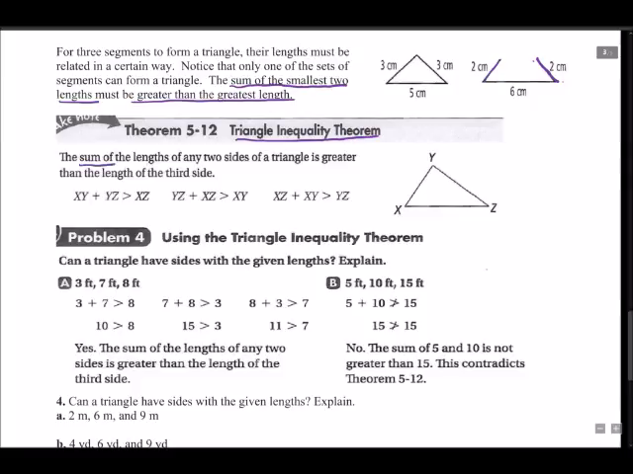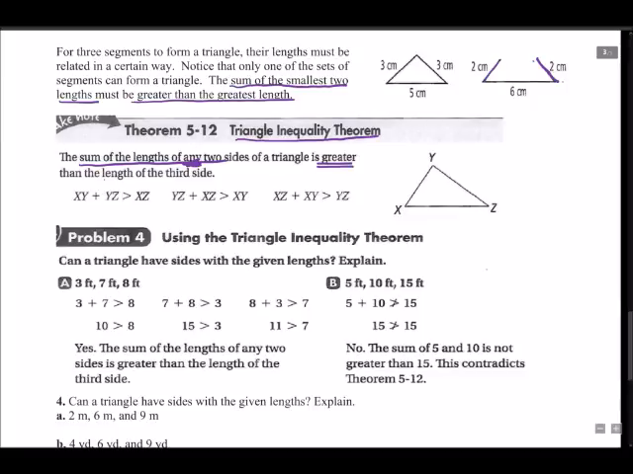It says the sum of the lengths of any 2 sides of a triangle is greater than the length of the third side. So we have 3 equations here because we have to look at all 3 sides. These 2 sides have to be longer than the third side. These 2 sides have to be longer than that third side. These 2 sides have to be longer than that third side.